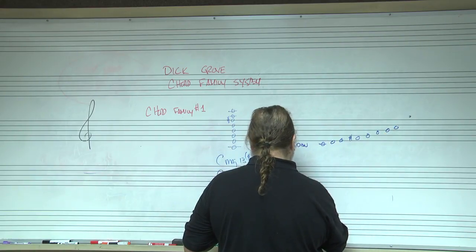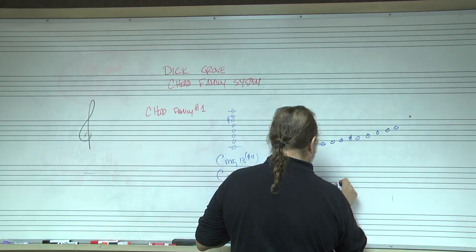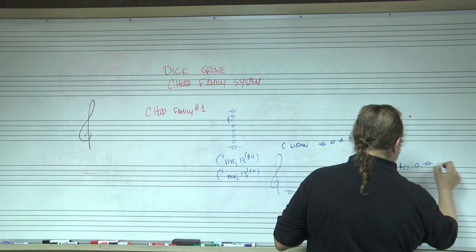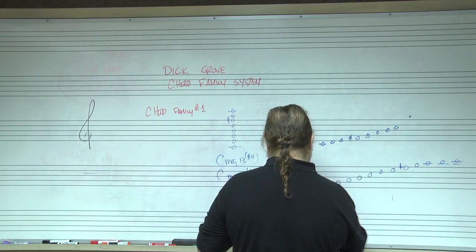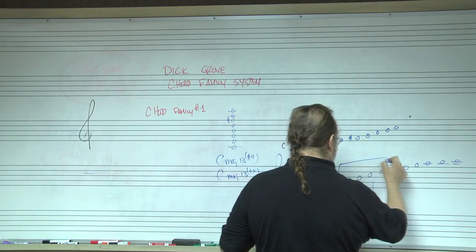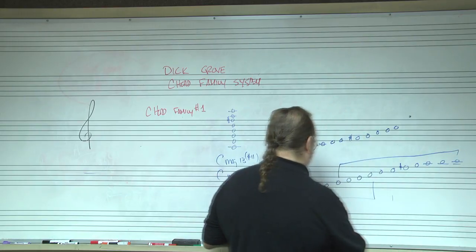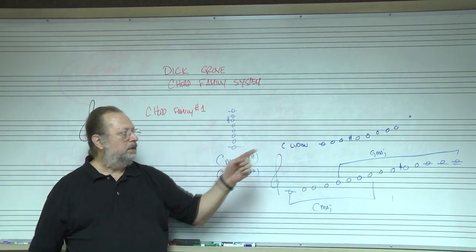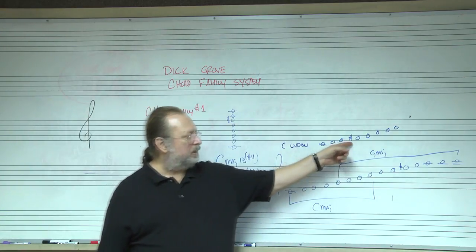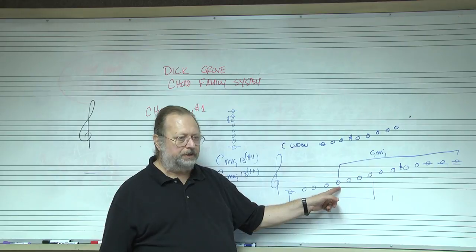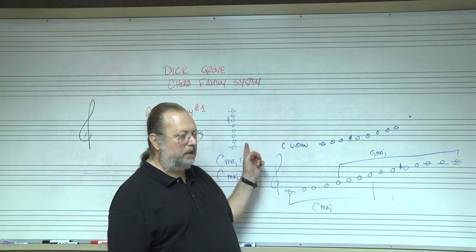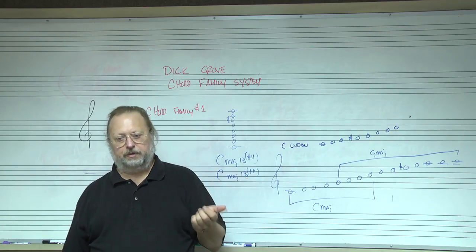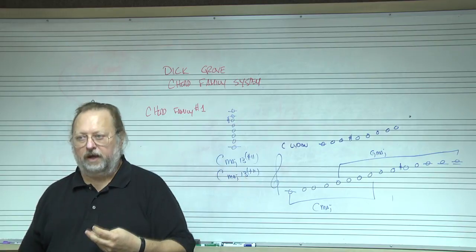What he does is he uses a C scale with an F sharp in it, or you can use a C major scale and then overlap it with a G major scale. So what Dick Grove says is that this chord is a product of two overlapping scales, C major and G major together: the lower tetrachord of the C scale and the lower tetrachord of the G scale. So that's how you derive the C major 13 plus 11 chord.